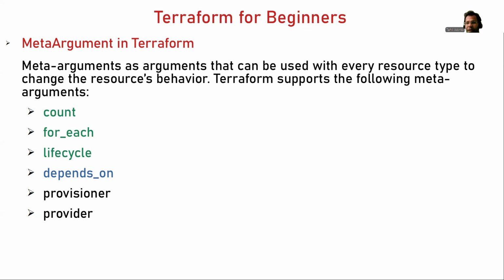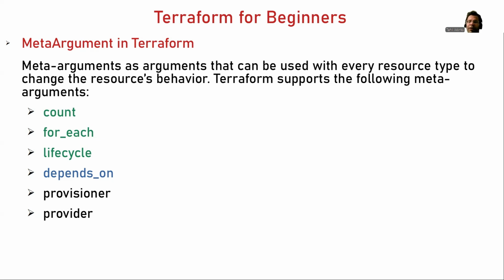In our previous videos, we have talked about count as one of the meta arguments, for_each as one of the meta arguments, and lifecycle as another meta argument. If you haven't watched those videos, do watch them to get an idea of how these meta arguments can be used with every resource to change the resource behavior. And today we are going to talk about an important meta argument, depends_on.